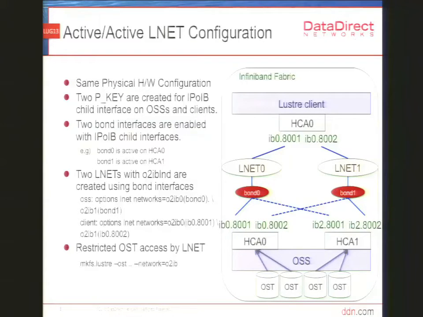This is a more detailed look at the active LNET configuration. It is the same hardware, using the multi-rail or active-standby configuration, but we create two P-keys on the InfiniBand, making two child interfaces for IP over IB. Then we also create two bond interfaces to associate with the P-keys. For example, bond interface 0 is associated with P-key 8001, and bond interface 1 with P-key 8002.